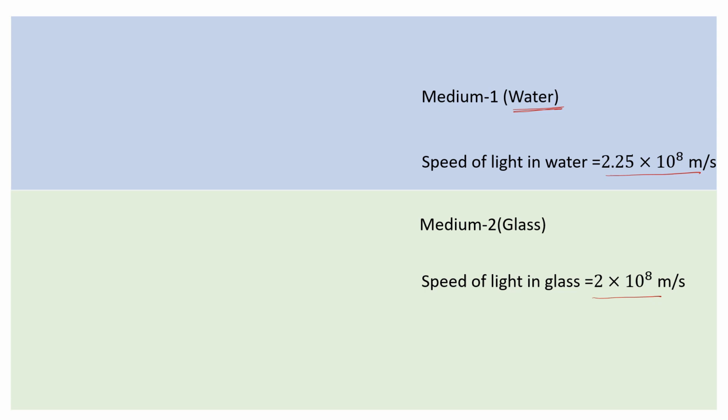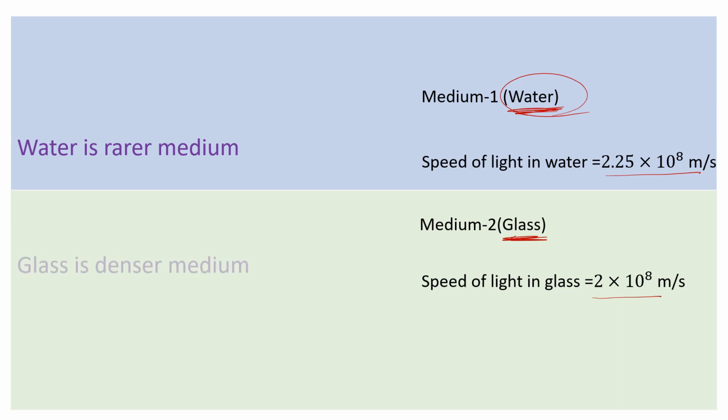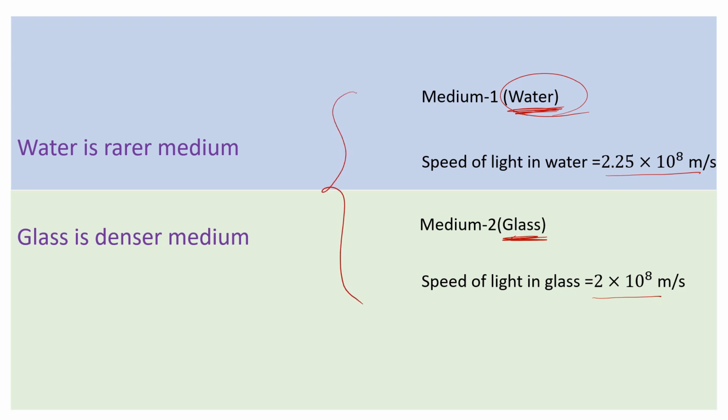So in this case, we are comparing water and glass, these two media. Here the speed is more in water, so water becomes the rarer, whereas glass becomes the denser. Like this, we come to know the rarer and denser mediums only when we are comparing. So we cannot say which medium is rarer or denser on its own.